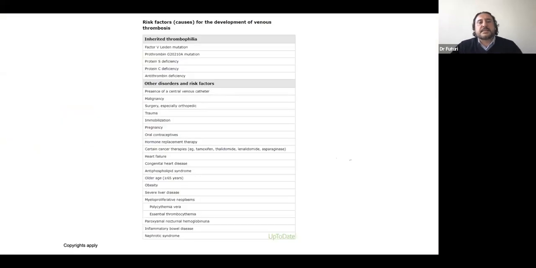Again, this is just a slide that you guys can take a look over later. We'll talk a little bit more about the inherited thrombophilias, but below you'll see the multiple different risk factors for the development of venous thrombosis. On the bottom, you'll see things such as myeloproliferative neoplasms. This is hopefully a lecture that I'll be able to help with you guys later on. But the two conditions that fall under that category are polycythemia vera and essential thrombocythemia.